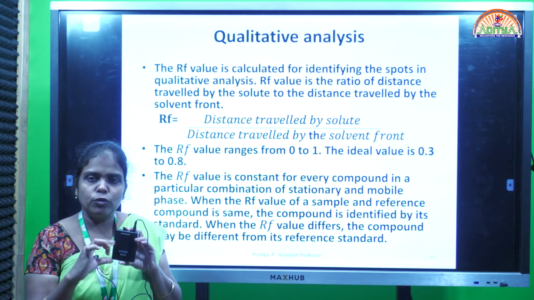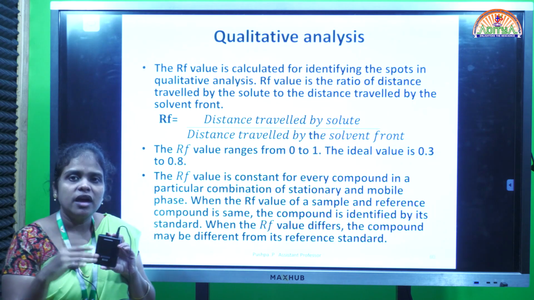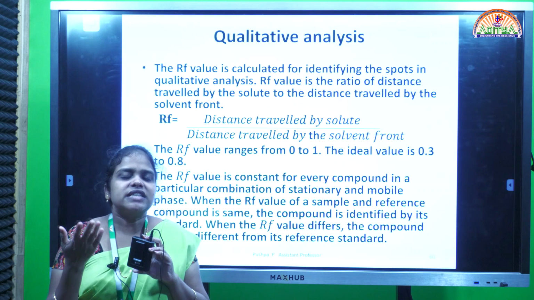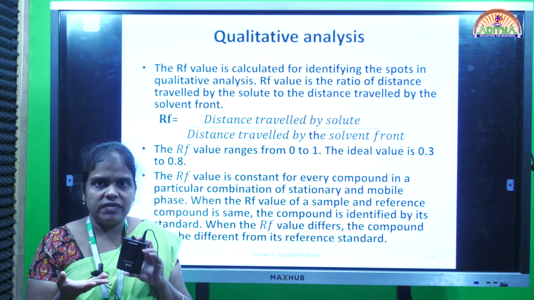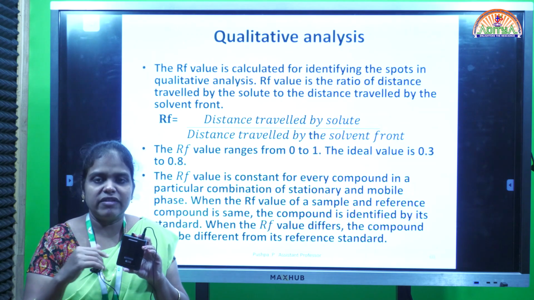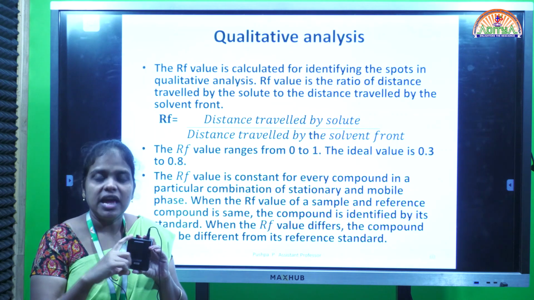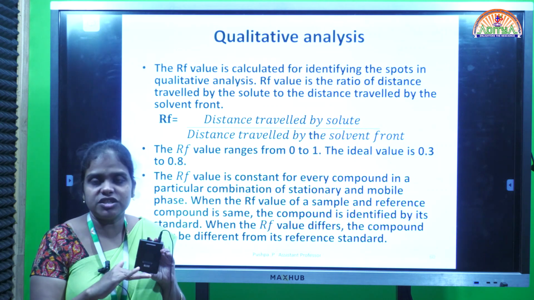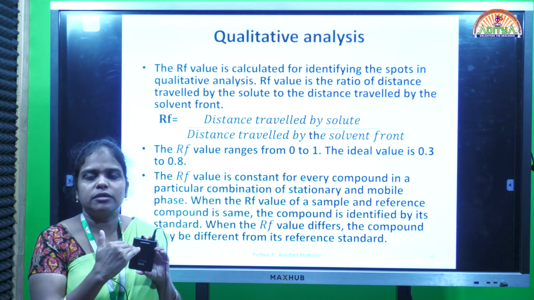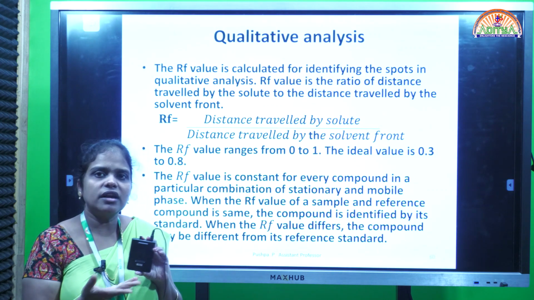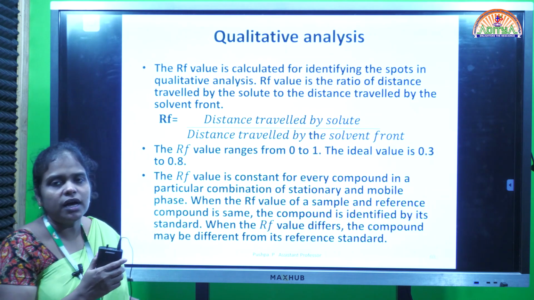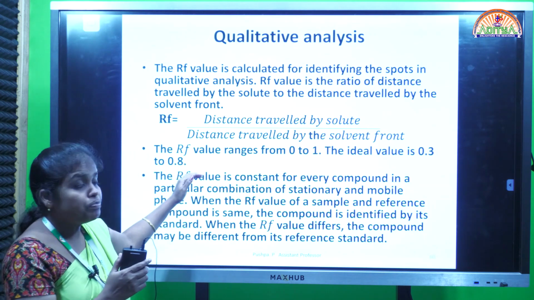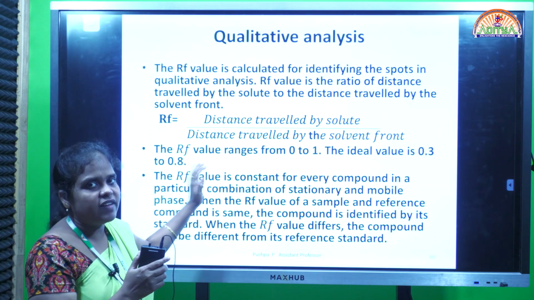Based on that movement value, if it is more, we can declare that the sample has more affinity with the mobile phase. If it is not moving that much compared with the movement of the mobile phase, then we can conclude that the sample has more affinity with the stationary phase. That's why it is not moving that much. If it is moving more, we can conclude that it has more affinity with the mobile phase. So this is the formula for qualitative analysis.